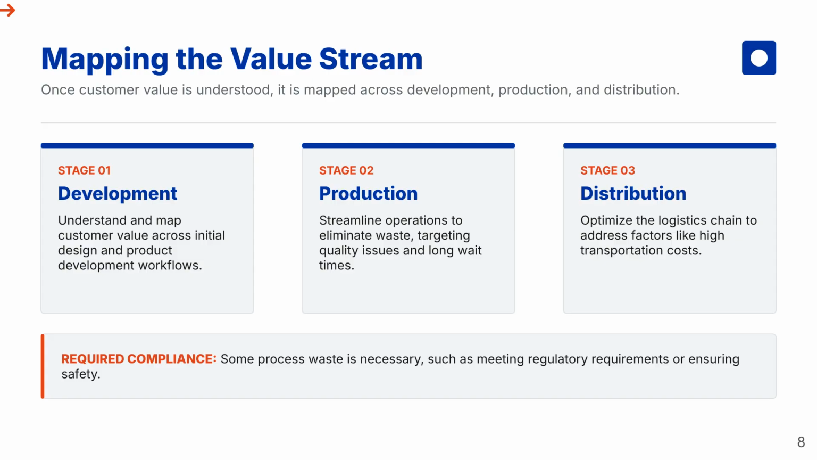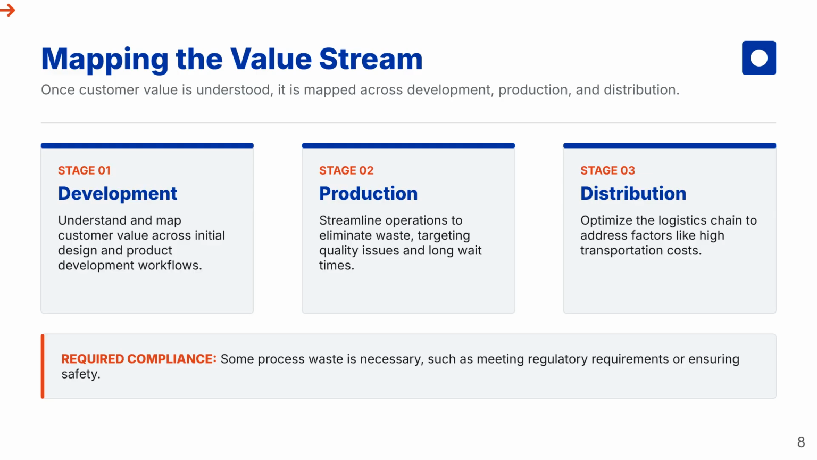The value stream is typically viewed in 3 major stages. The first stage is development. This is where customer requirements are understood, products are designed, and planning activities take place. Decisions made during this stage have a significant impact on cost, quality, and customer satisfaction. A well-planned design reduces the chances of problems occurring later in the process.